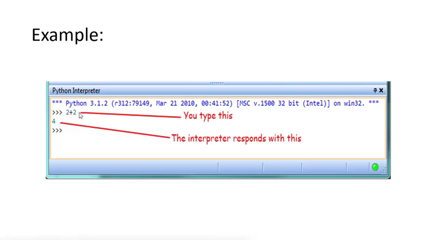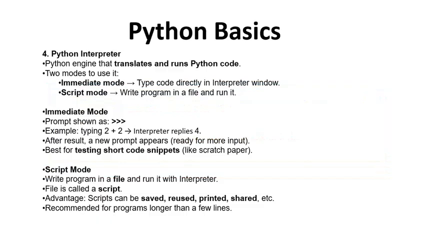Whatever input I give, the interpreter will give you the output according to that. Again, it is ready to take even more inputs from the user. Let us see here, it will be easy to understand now. For example, typing 2 plus 2, the interpreter replies 4. Got it right?